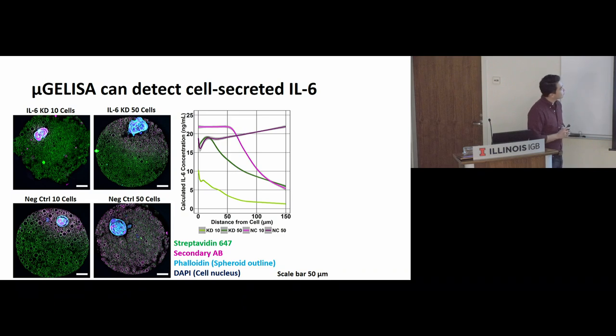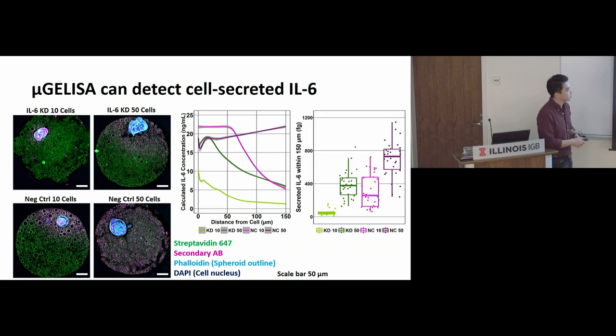And this profile, this gradient, can be fit into a calculated IL-6 concentration radial profile. As I said, I start with the intensity, but then using that intensity equation, I'm able to get this calculated concentration profile. And very clearly, the knockdowns have lower secretion compared to the negative control. So that's a very good result we got.